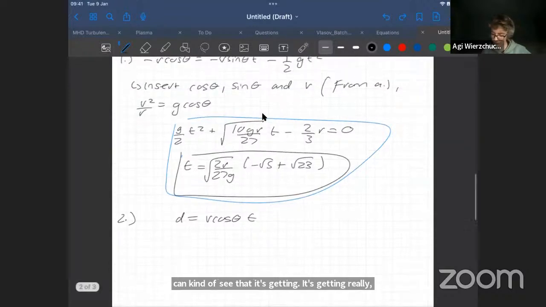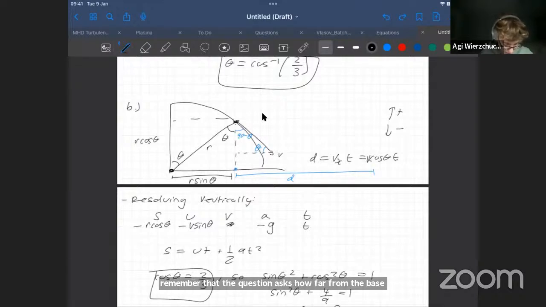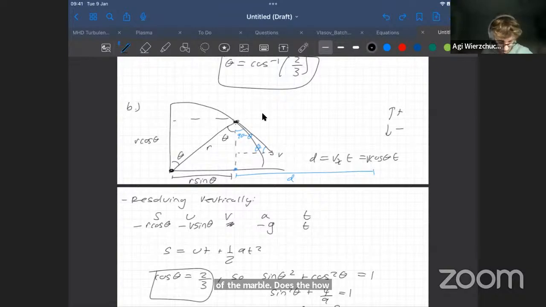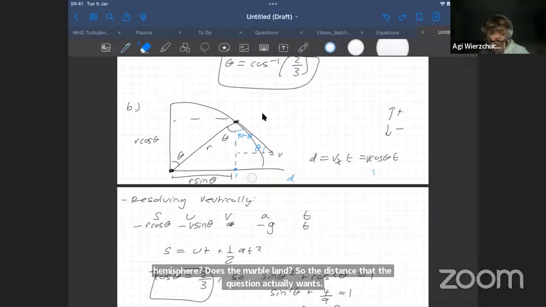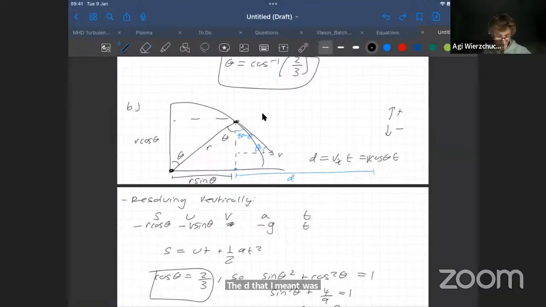And finally, the very final thing that I do is I need to remember that the question asks how far from the base of the hemisphere the marble lands. So the distance that the question actually wants is going to be, oh sorry, no, the d that I meant was this. No, okay, that's right. So yeah, okay, I was correct.